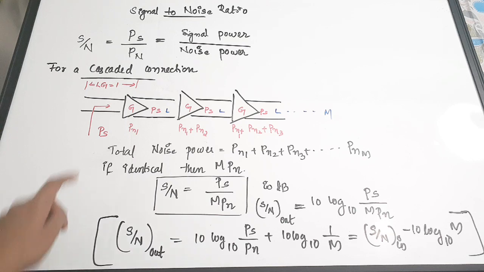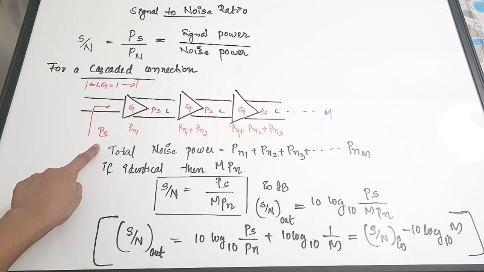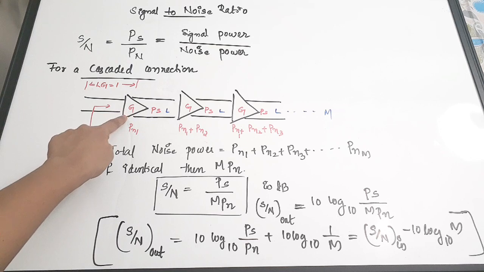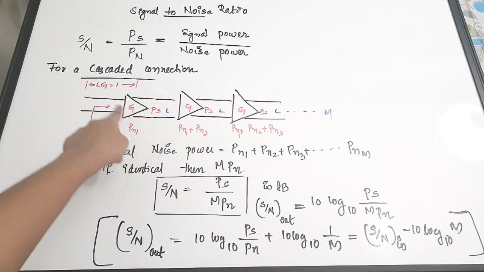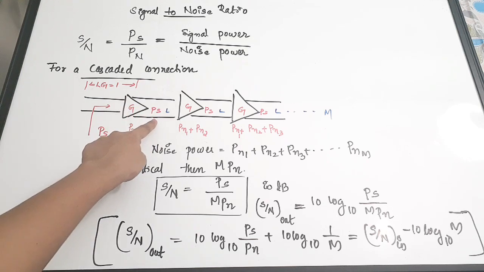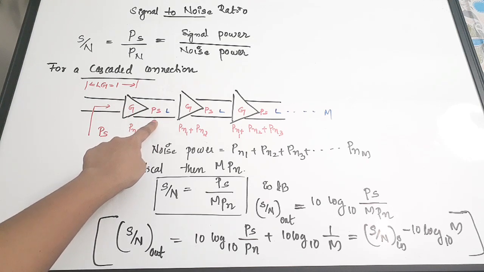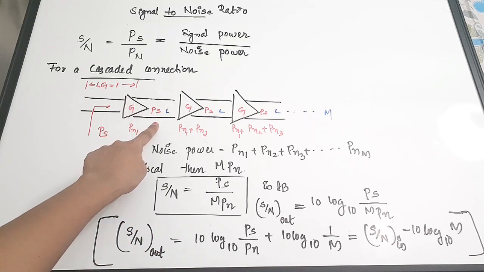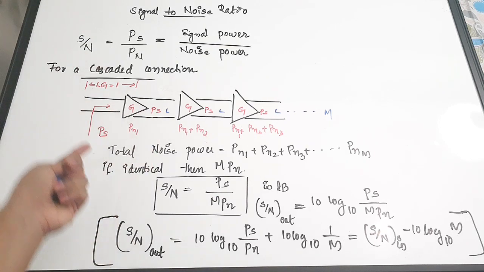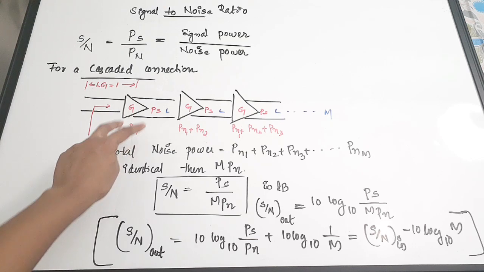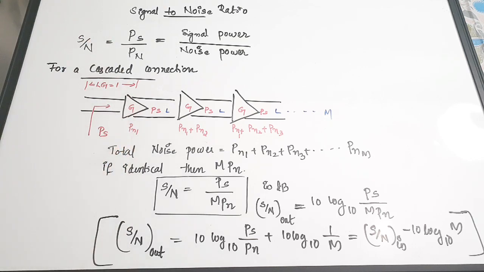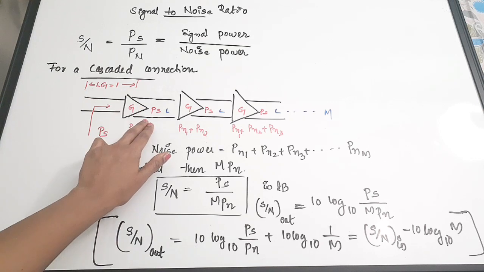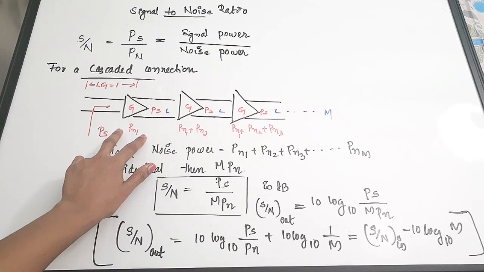So what will happen when the signal of strength PS enters this repeater or amplifier section? When it passes through the section, there is a loss of L, but due to the gain, we get an output signal power of PS only. Since LG is equal to 1, at the output of this repeater the signal power is PS again. But there is also a noise power which gets added to the signal. So for this section, the output signal power is PS and the noise power is PN1.